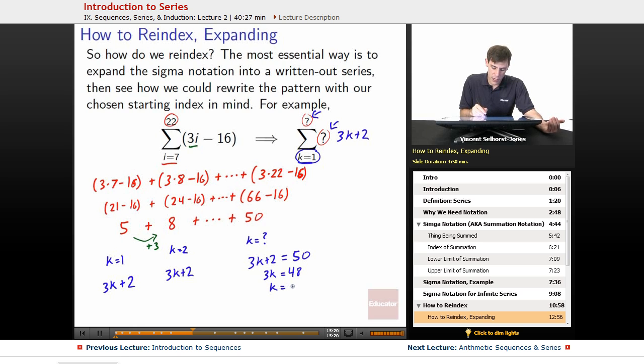K divided by 3 now on both sides, we get 16, so we know our upper limit is going to have to be 16. Another way of doing it is to notice what's the difference between our upper limit and our lower limit. So in our original, we had 22 as our upper, 7 as our lower, so 22 minus 7 is 15. Oh, sorry, it is 15, my bad. So 22 minus 7 comes out to be 15.